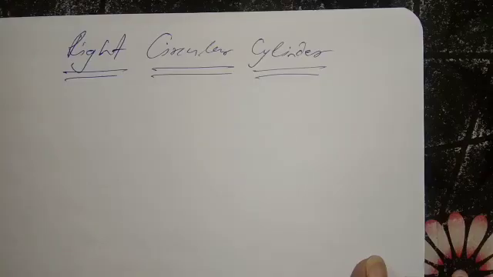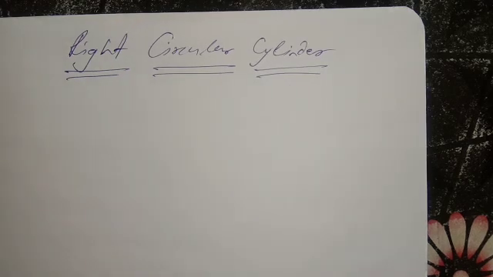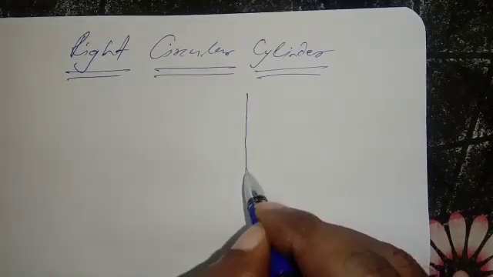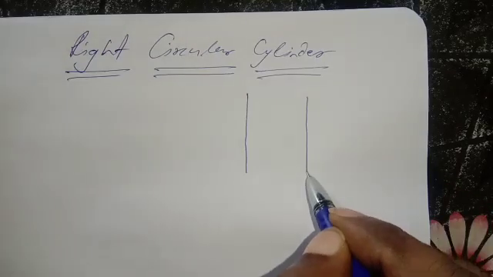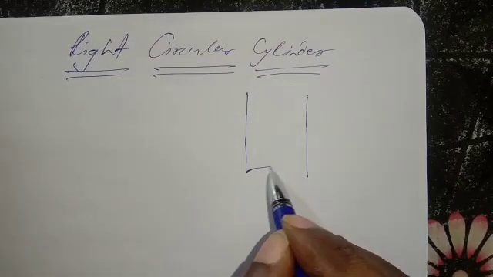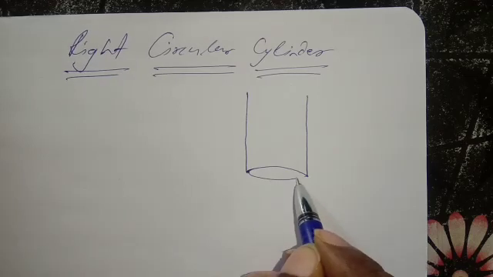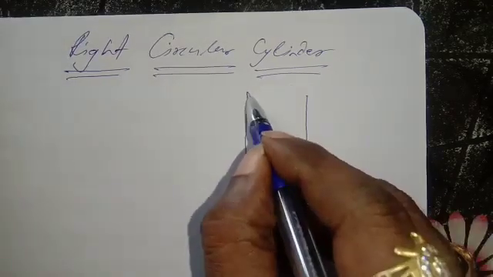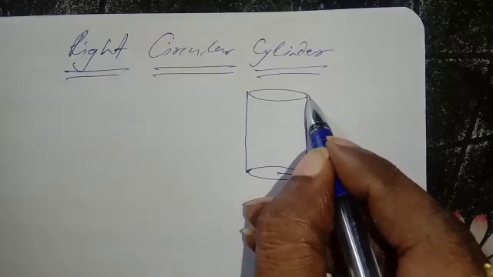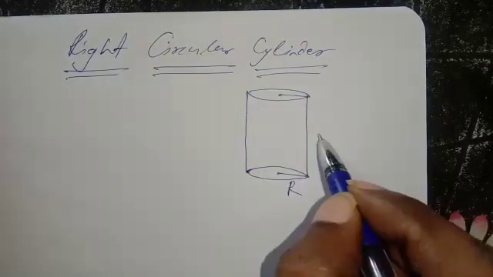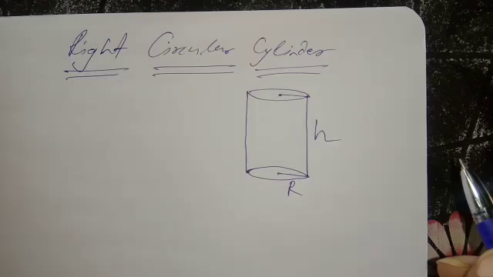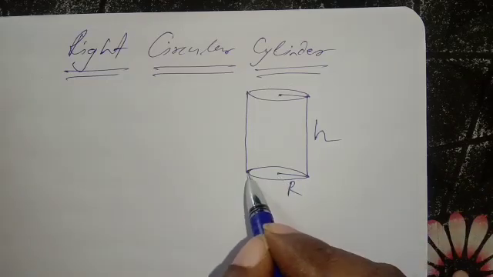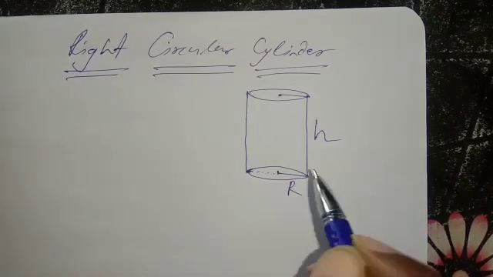Good morning to all. Today our chapter is right circular cylinder. That is the mensuration chapter. First, draw one cylinder. This is the base of the cylinder, and this is the base radius, and this is the top, and this is the height. Height is denoted by h, and the radius of the base of the cylinder is r.